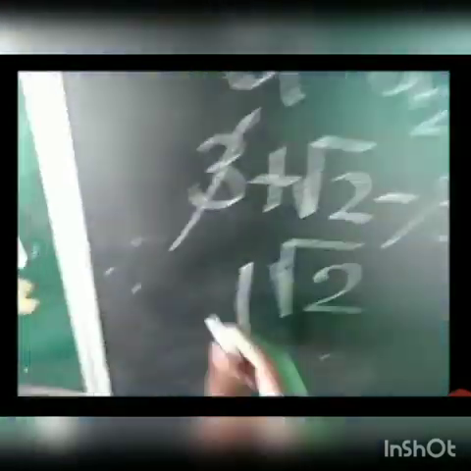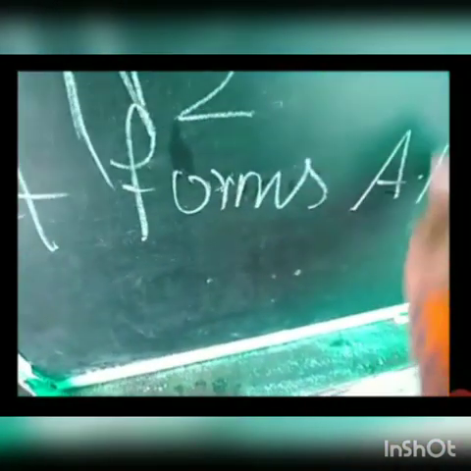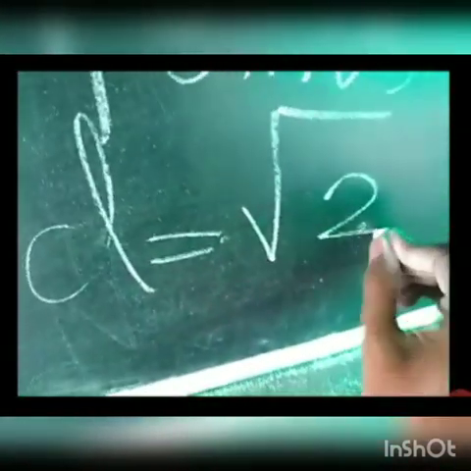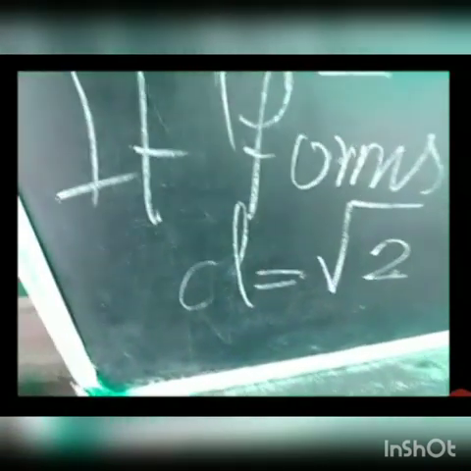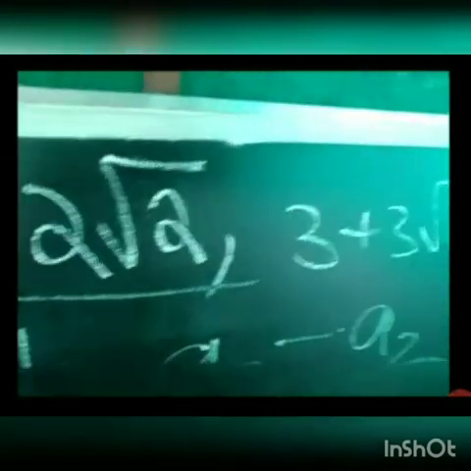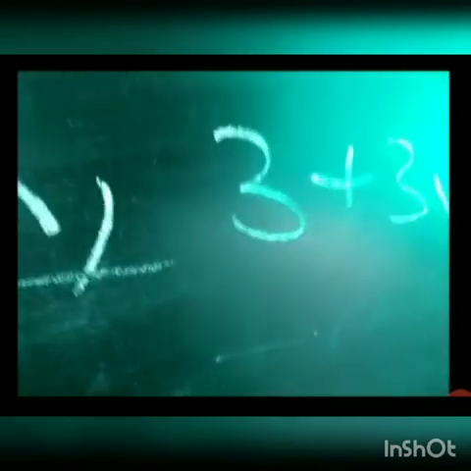So you need to write it forms AP. Once you wrote it forms AP, you need to write what is common difference. Common difference is root 2. Once you came to know what is common difference, you need to find the next 3 more terms. How to find the next 3 more terms? You need to add plus root 2 to the last term of the given sequence.